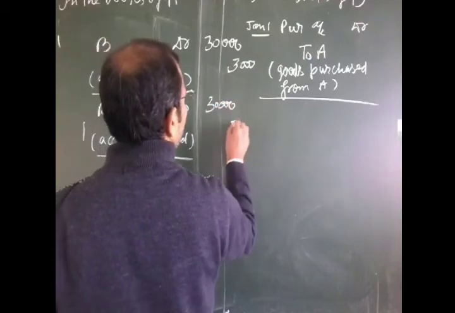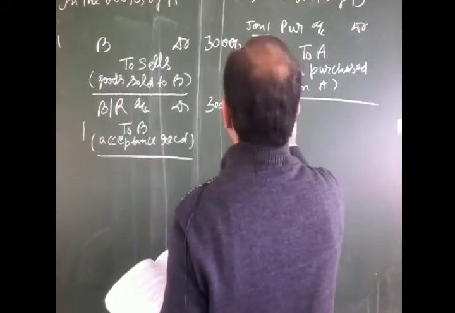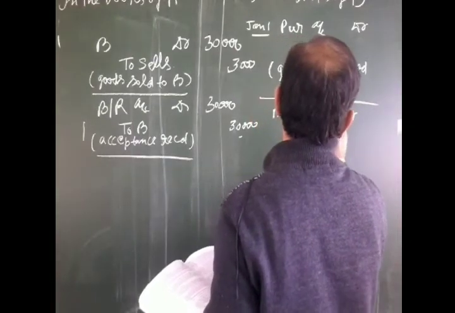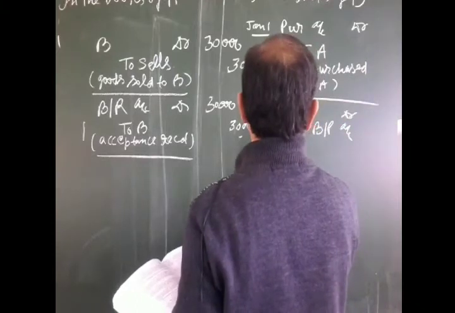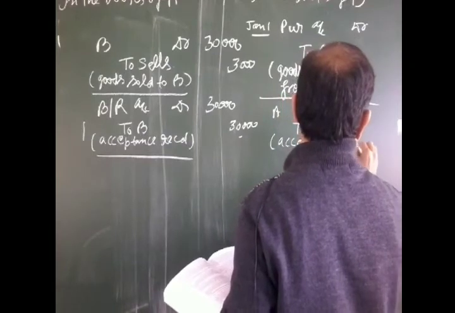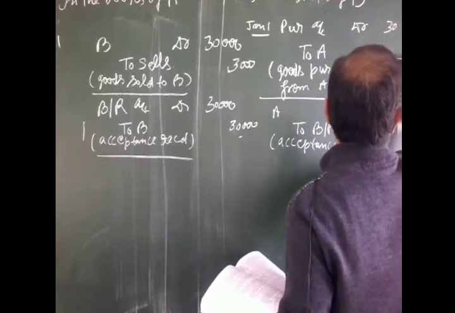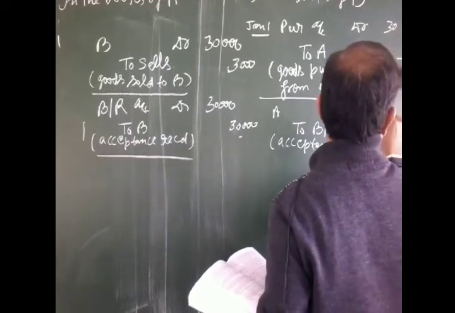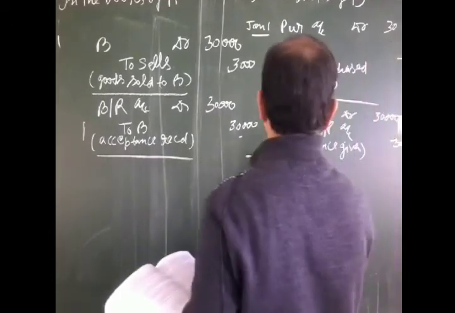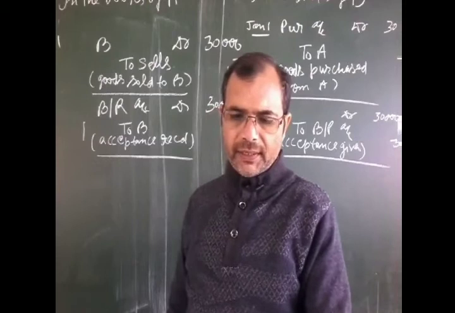30,000 and 30,000. On the other hand, A debit to BP. Acceptance given. 30,000 on 4th February 2017 with his bank.